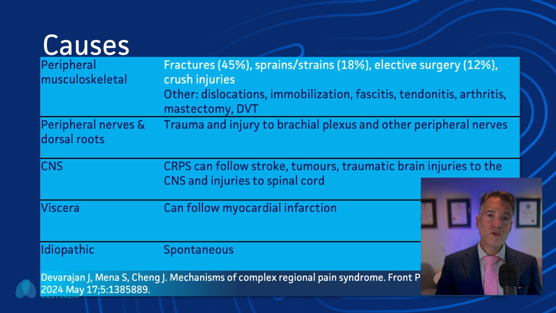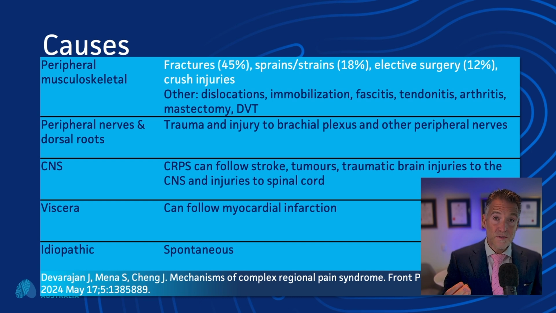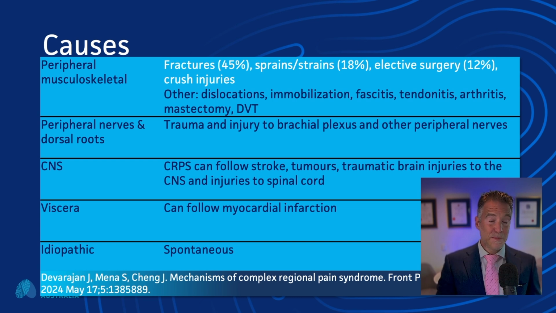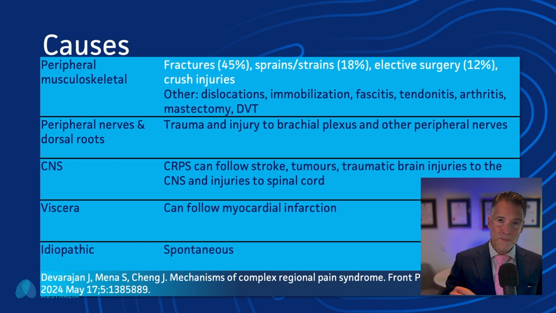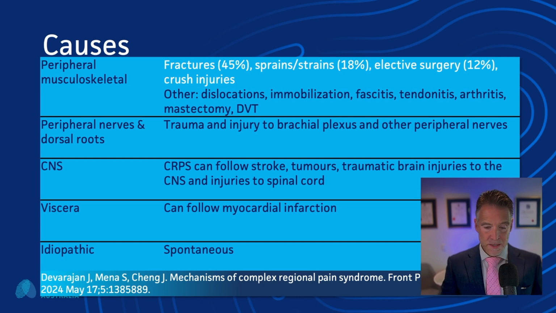Other causes of CRPS: dislocations, immobilization. There have been studies looking at just wrapping up an arm in plaster of Paris or some kind of splint for a period of time. And these studies have shown if you just immobilize a part of the body, you will develop features of CRPS. They might not be severe features, but they will absolutely occur. Tendinitis can trigger CRPS. Arthritis can trigger CRPS. Not common, but it has been defined.